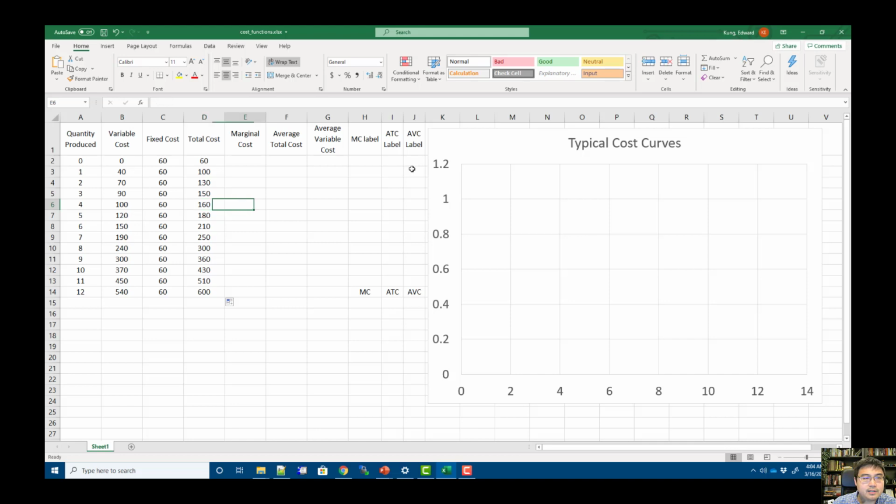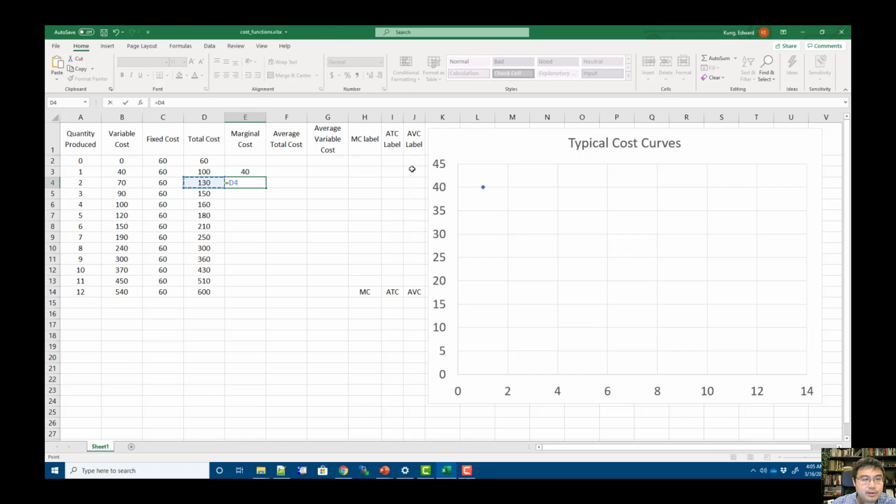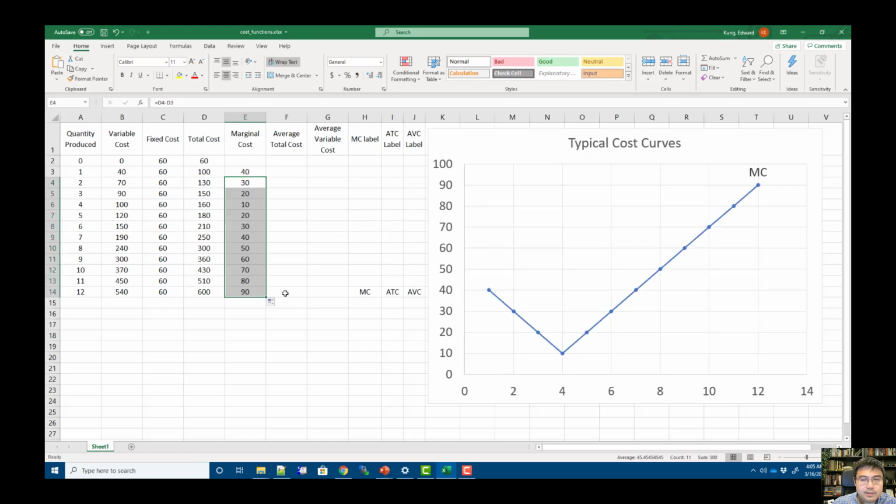Now let's do marginal cost. As a reminder, marginal cost is defined as the additional cost which is incurred by the last additional unit, which means that when the quantity produced is 1, the marginal cost is 100 minus 60, right? Because that's how much additional cost the first unit took. All right, and for the second unit, it's 130 minus 100. Okay, and so let's click and drag to fill in the rest of the table. And you can see right here, the graph has automatically filled in the marginal cost curve.